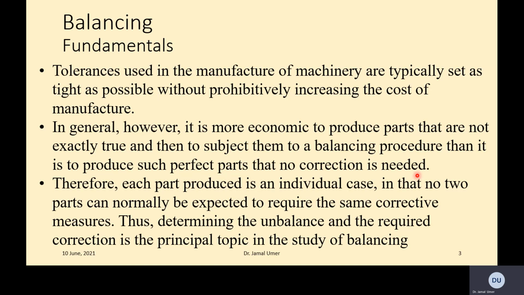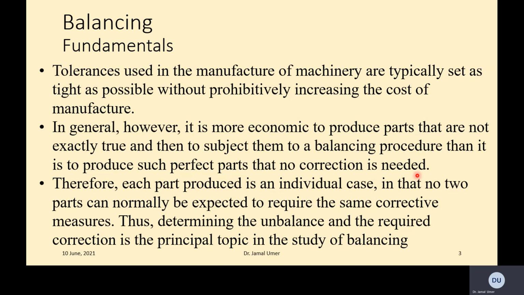So now the tolerance will cause some kind of unbalancing in the system. So the best practice would be to balance that. Now you see you have two options basically. One, you manufacture a part with really tight tolerance, which will be very expensive to make. So you make it, but it will have low unbalancing. So it will be quite balanced.